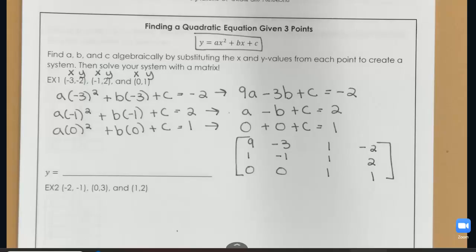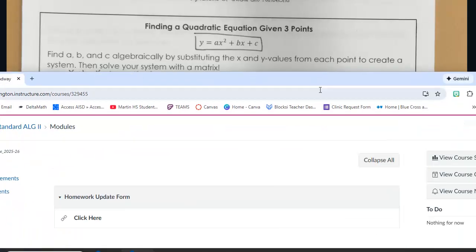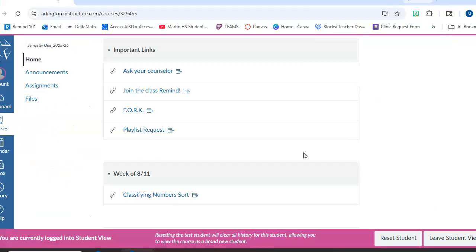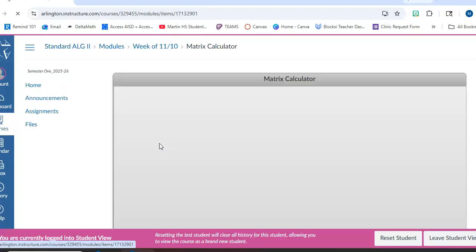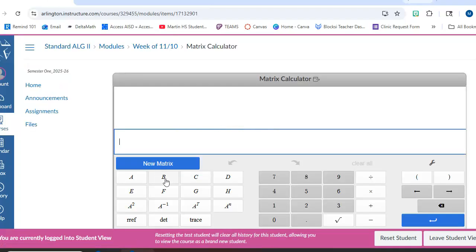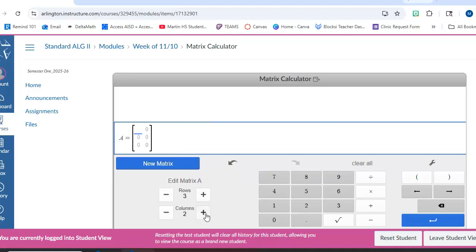Now we are going to use a matrix again, and I have linked the Desmos one for you in today's Canvas, or this week's Canvas, I should say. So here's the instructions for the day. Here's the video you currently are watching, the matrix calculator. I need a new matrix with 3 rows and 4 columns, and now I'm ready to input my values.